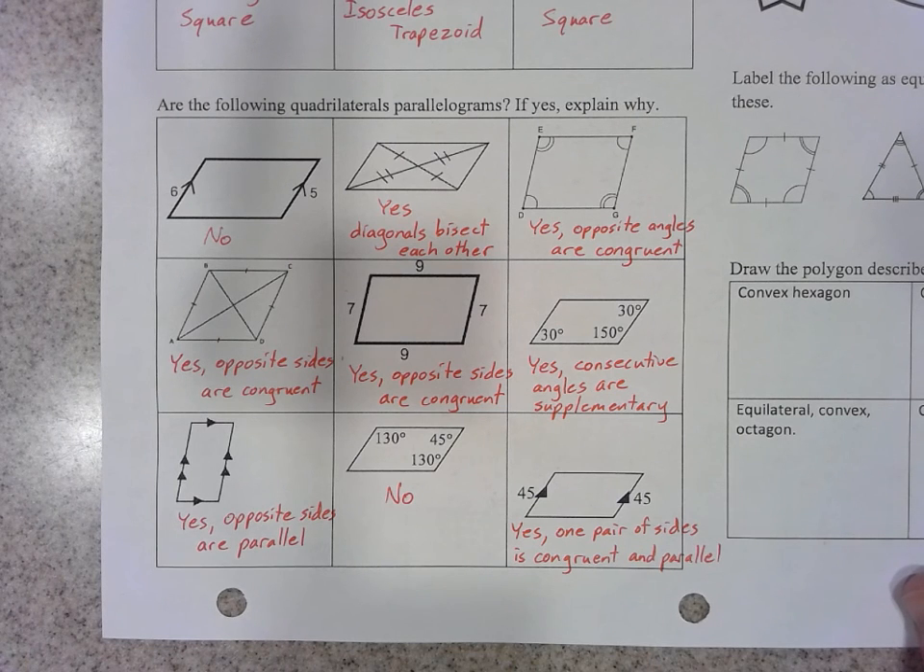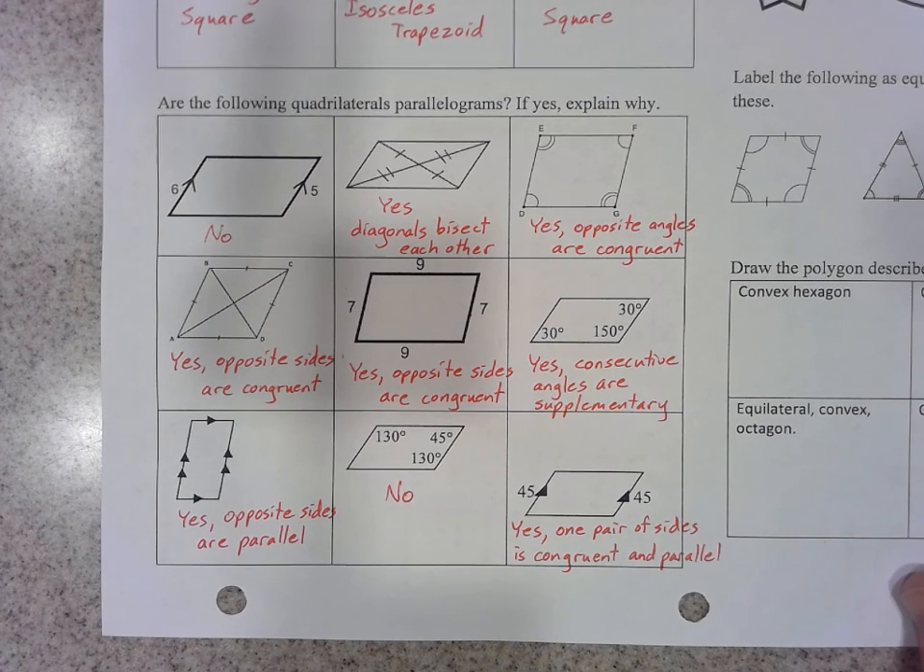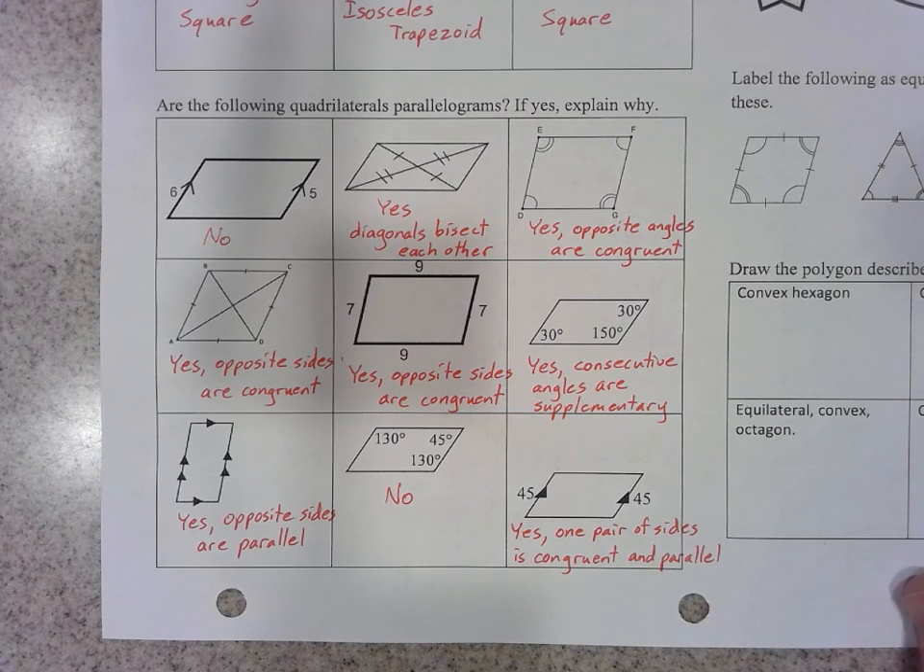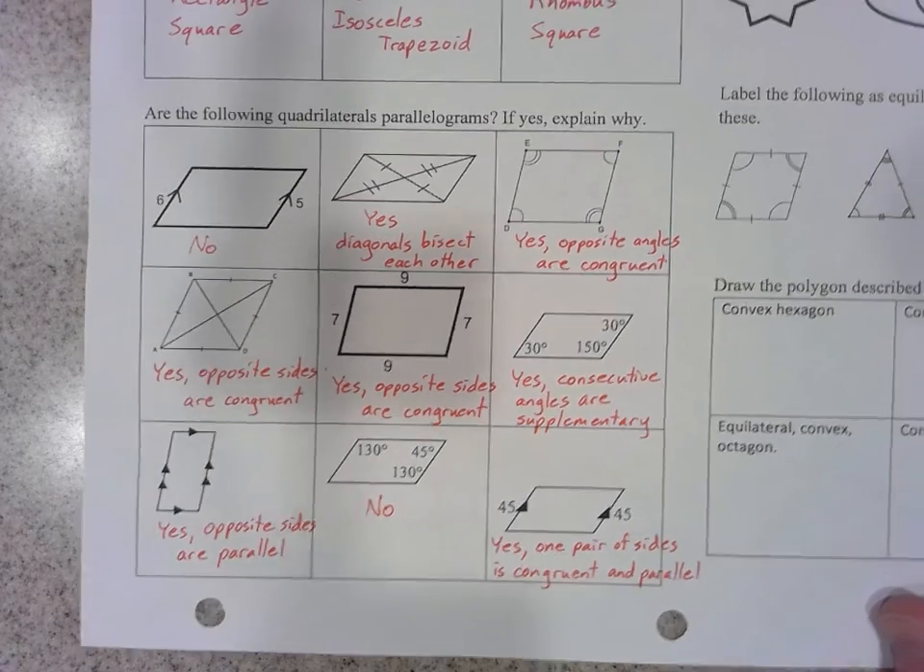And if one pair is both of those things, then we don't have to know anything about the other pair. Right, we're ready for the next section.